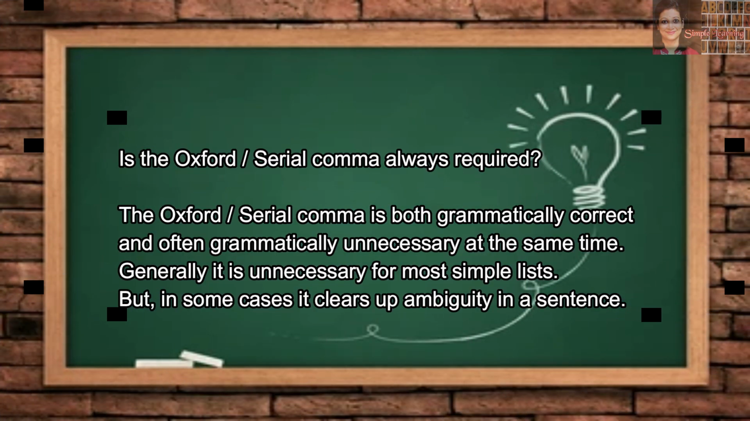So you yourself can understand that the Oxford comma is both grammatically correct and often grammatically unnecessary at the same time. Generally, it is unnecessary for most simple lists, but in some cases, it clears up ambiguity in a sentence. Okay, so it's very easy to use the Oxford comma and it does help make things clear when we use it.